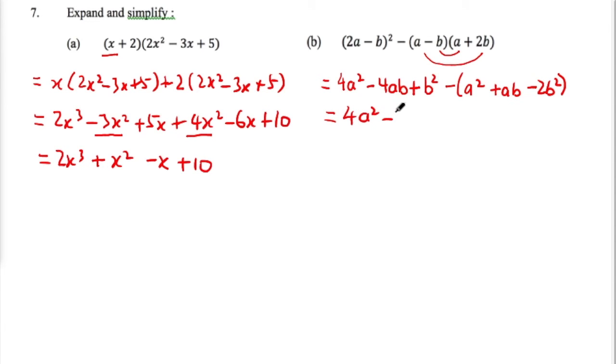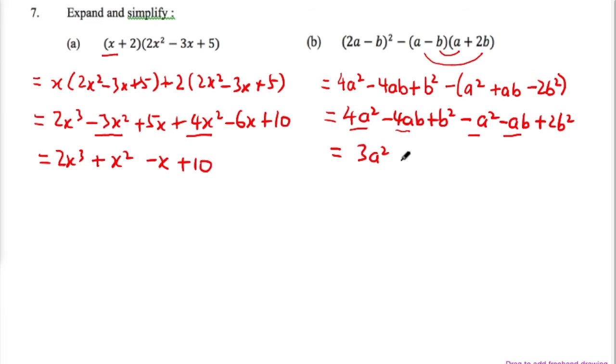Then we open up the brackets and change the signs. To simplify, we need to collect the like terms. 4a square minus a square will give us 3a square, minus 4ab minus ab to give us minus 5ab. b square plus 2b square will give us 3b square.